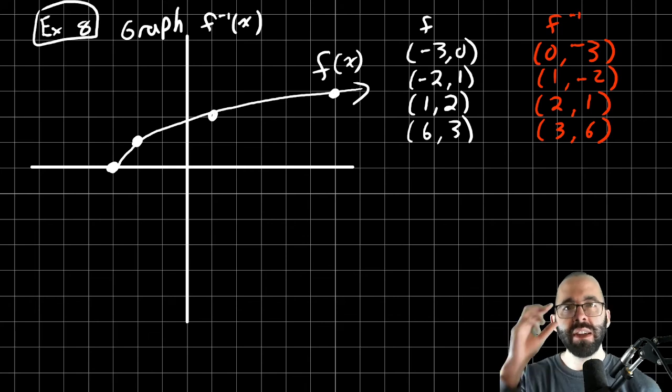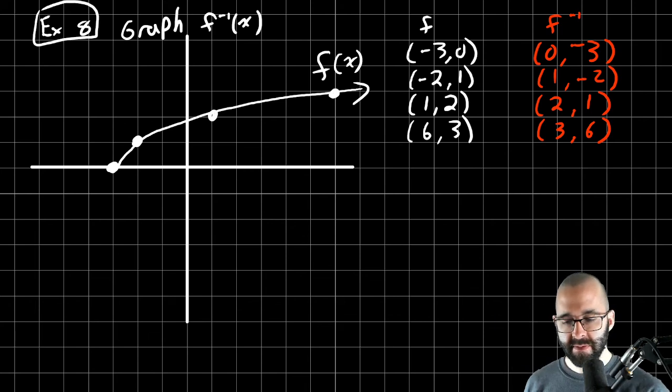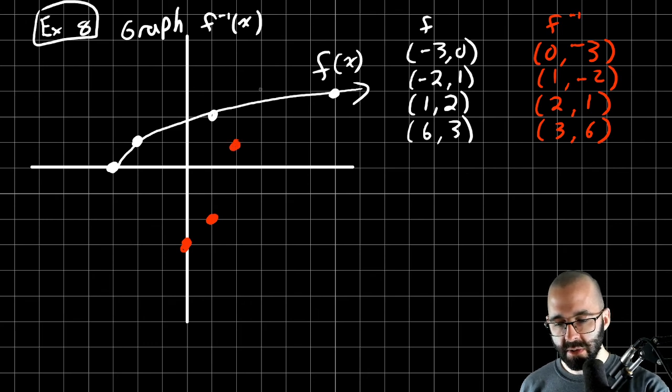Well, now let's plot these points and see what happens. 0, -3, 1, -2, 2, 1, and 3, 6. And then we connect it in the same shape.